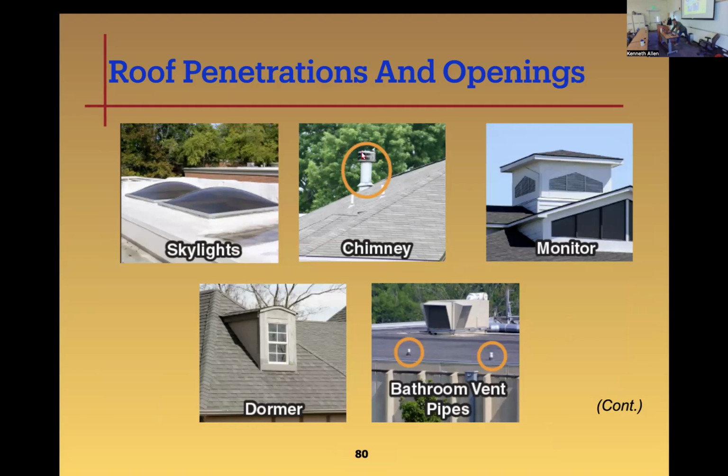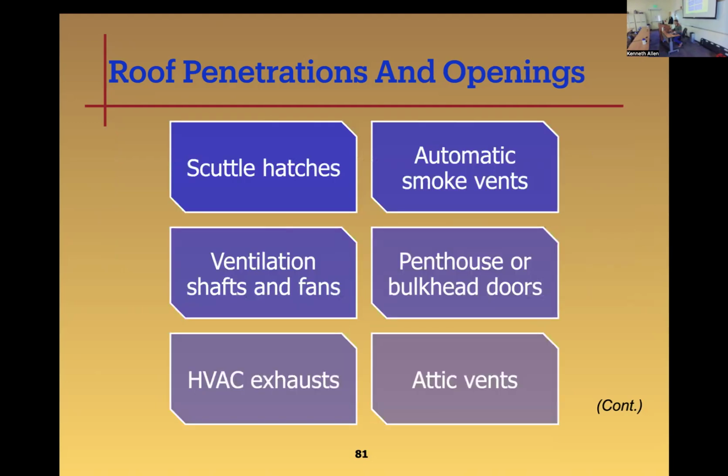Here's a chimney on the top here. This is a newer kind of oven vent chimney. Here's a dormer, a little side window that protrudes off of a rooftop. This is what you would call a monitor, in some places a cupola. And here's some bathroom vent types.